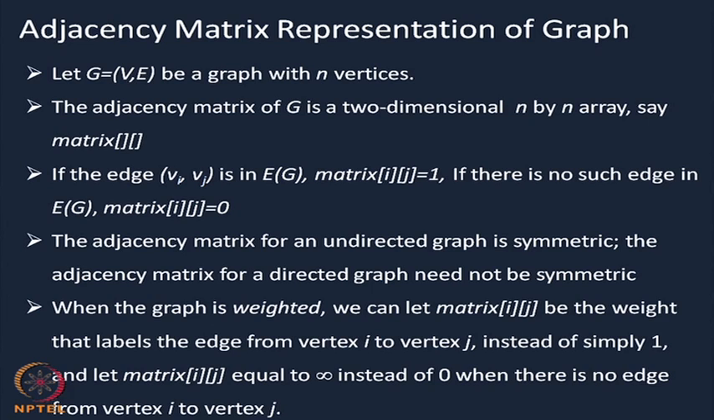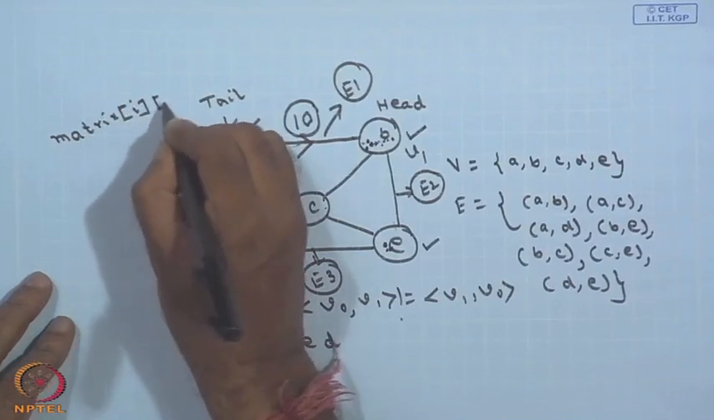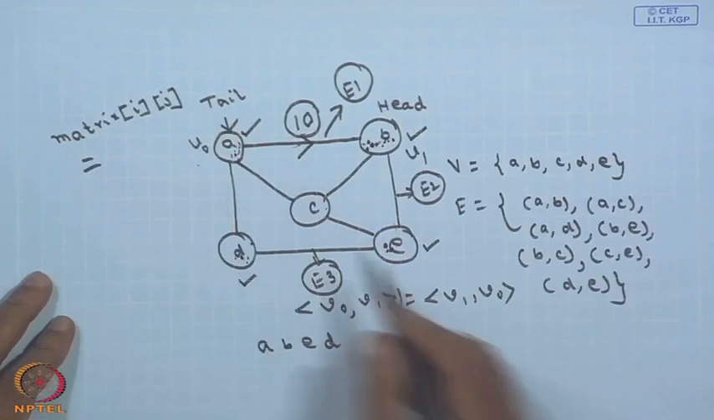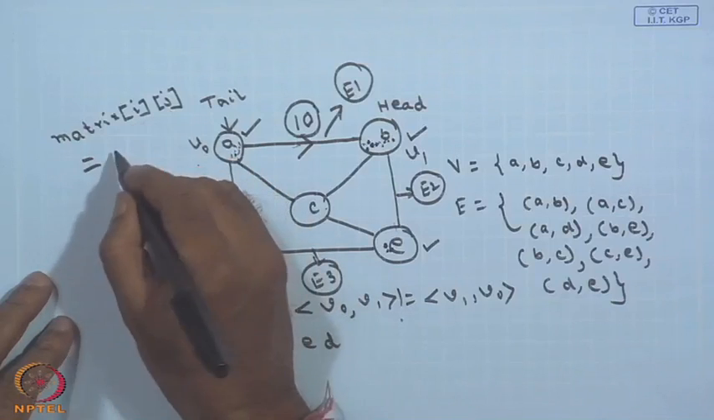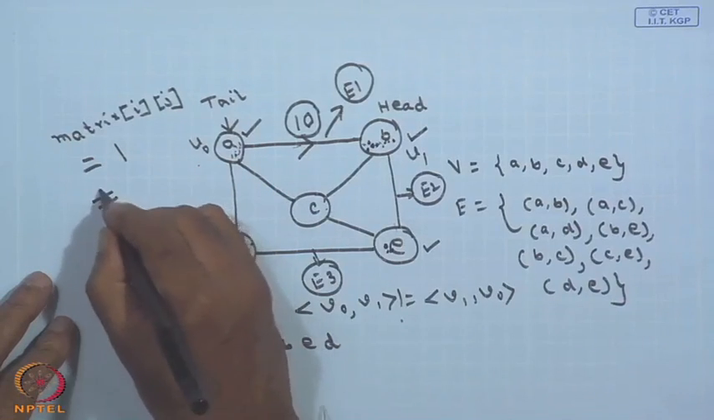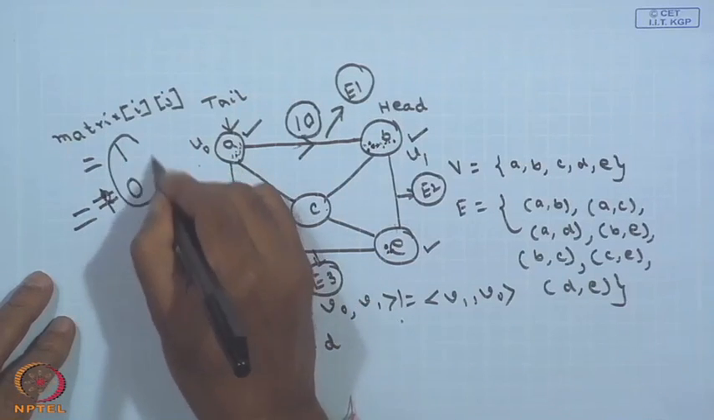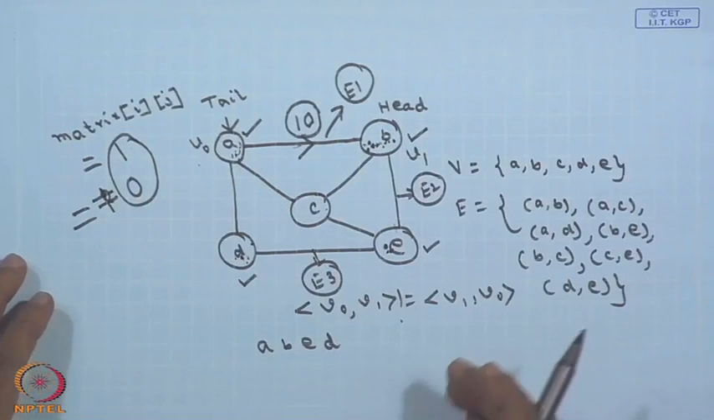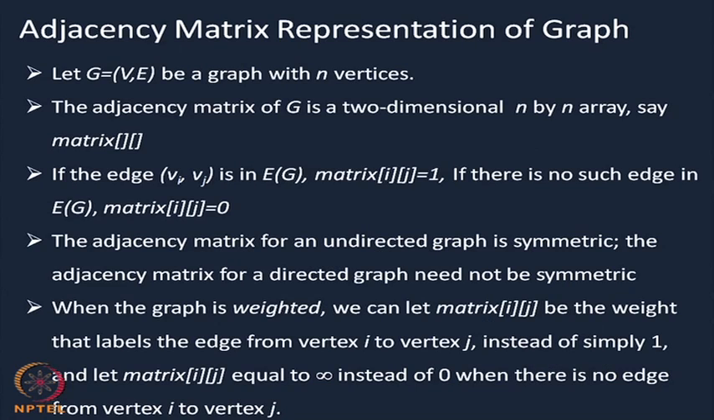Or in other sense, whenever you are writing matrix[i][j], if there is one edge between v_i and v_j, then we say this value is 1. If there is no edge, then we say this is equal to 0. So, the value will be either 1 or 0 depending upon whether there is a path for the vertices v_i, v_j. If it is there, then we say matrix[i][j] equals 1, otherwise we say that matrix[i][j] is 0.